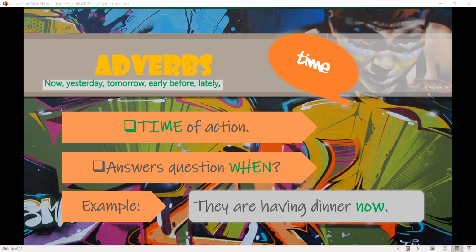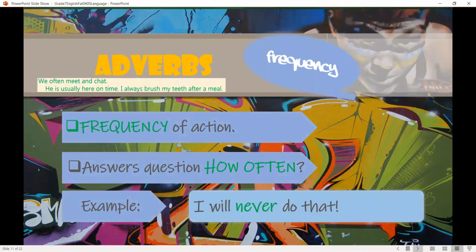For example, they are having dinner. When? When are they having dinner? They are having dinner now. Okay, so do you see how well it changes a sentence? And that's referring to time now. So we're slowly getting all our ducks in a row here.